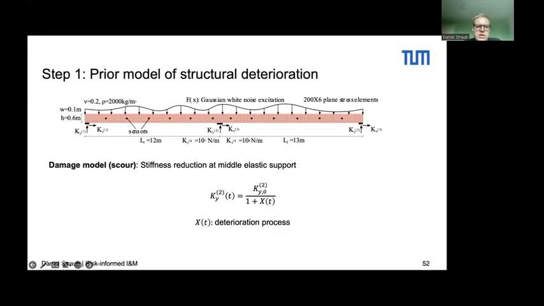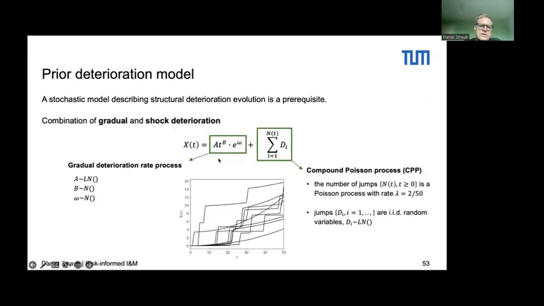And again, like in all these examples, we need a model of the deterioration process. So in the model this is represented by stiffness reduction at this support. This stiffness reduction is a function of time and is a stochastic process which considers a gradual deterioration with time. But then we also have shock events, which are basically flood events that can cause larger scour deterioration. And this is modeled by a compound Poisson process. So this is the stochastic model here.